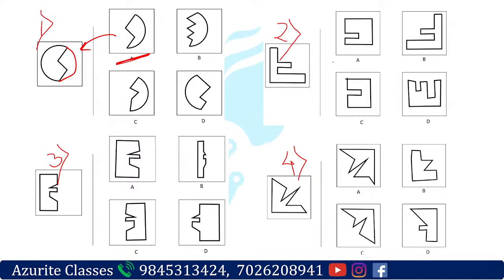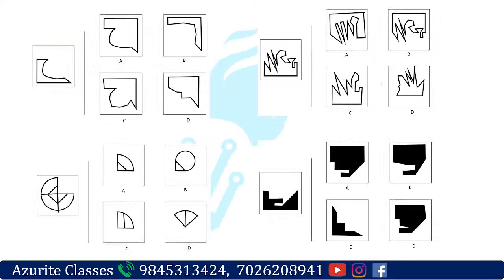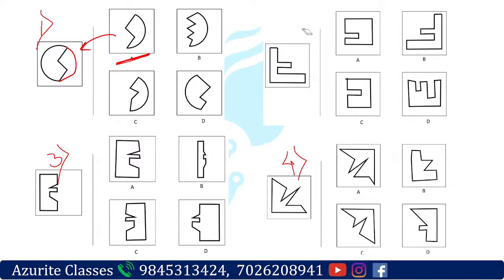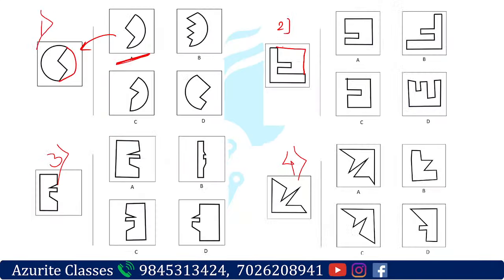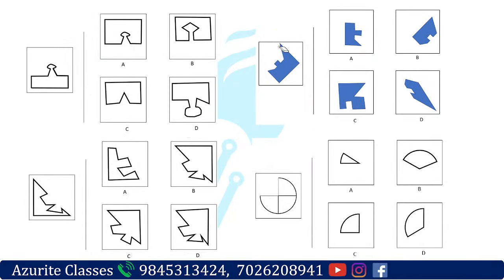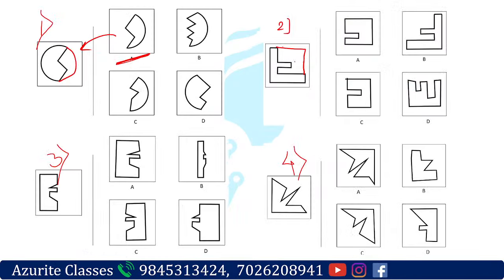Okay, good. Now the second one. This is a square. If you join the square here, the answer will come option A here, right? Answer option A is the proper one for the second.